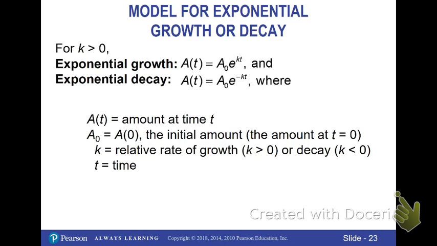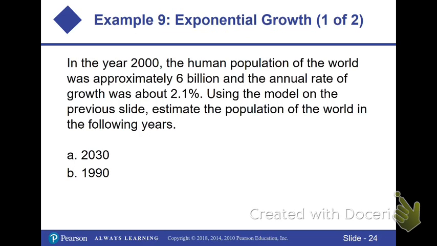All right, so models for exponential growth and decay. Notice they're very similar. The only difference between them is if it's growth, our k is positive, and if it is decay, then our k is negative. So example 9 says, in the year 2000, the human population of the world was approximately 6 billion, and the annual rate of growth was about 2.1%. Use the model on the previous slide. Estimate the population of the world in the following years.